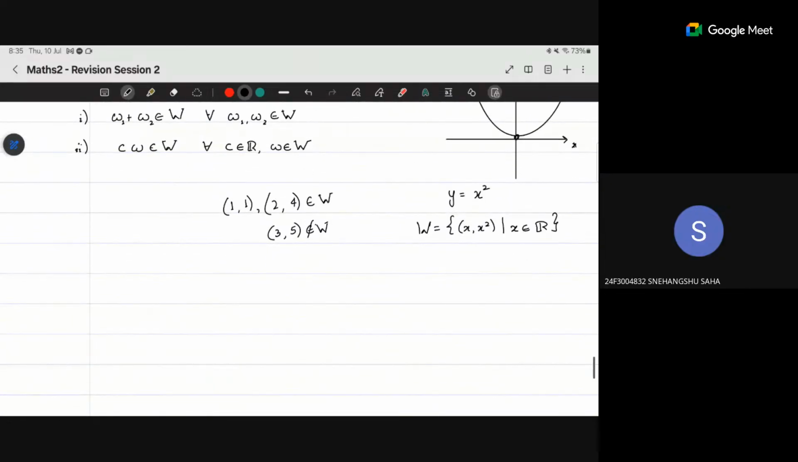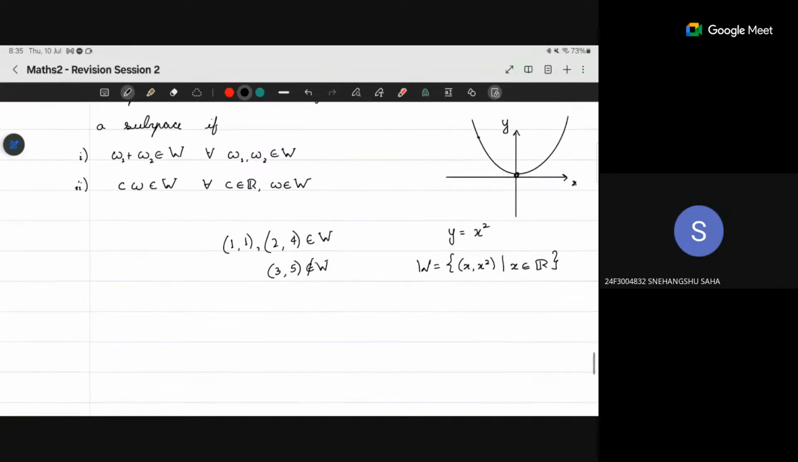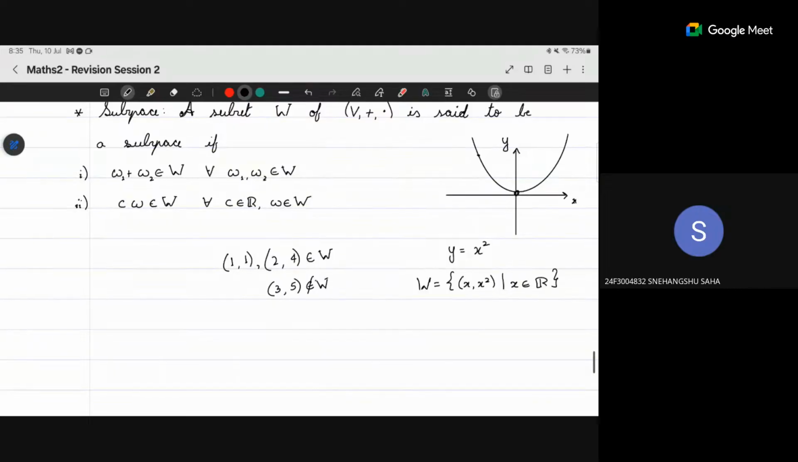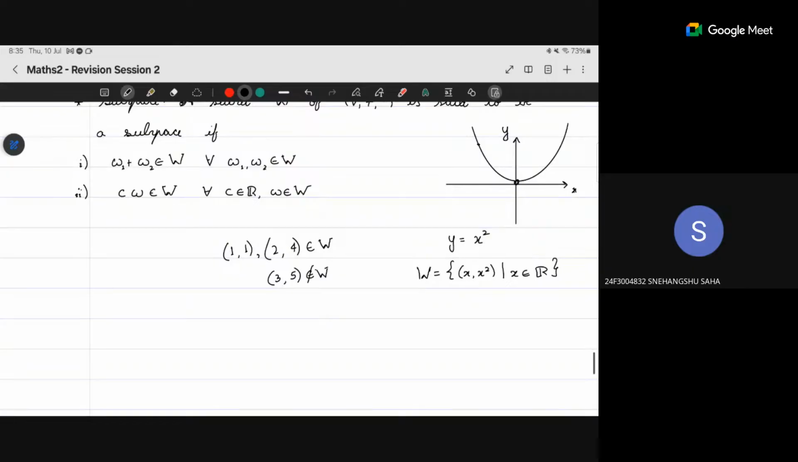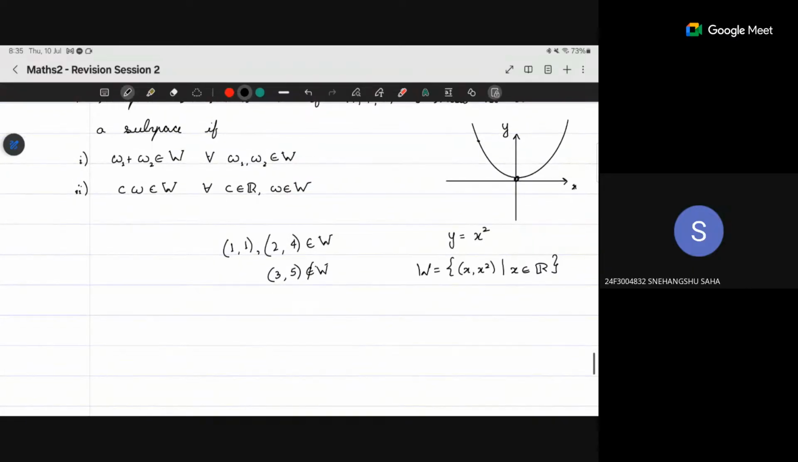Sir, I have a small question here. Instead of a parabola, if it was a line of the form y is equal to mx plus c, in which c had a value, then also would it have been a subspace or not? No, it would not be. Why? If you have x plus y is equal to 1, for example, this is okay. So let me write this as an example. W is not a subspace.